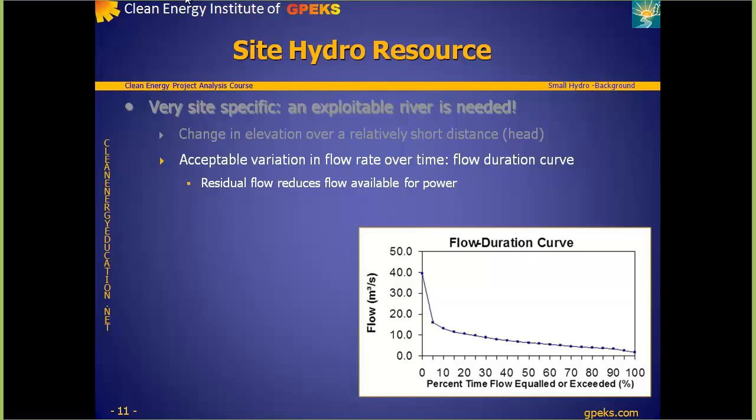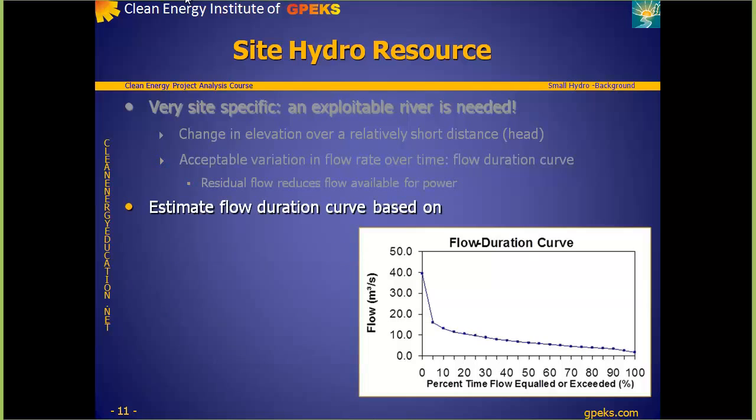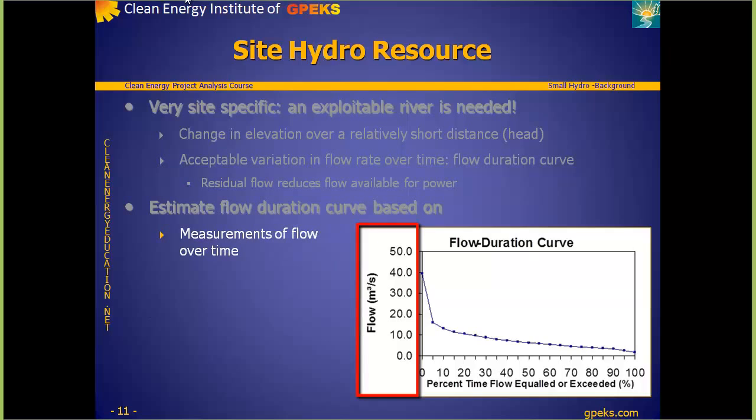This temporal variation in the flow is represented in a flow duration curve. An example is shown on this slide. The vertical axis shows flow rate in cubic meters per second. The horizontal axis shows the fraction of the time that the flow rate is exceeded. Thus, the minimum flow rate in the river over the course of an average year is exceeded virtually 100% of the time and is about 3 cubic meters per second in this example. The peak flow rate is never exceeded and is 40 cubic meters per second.